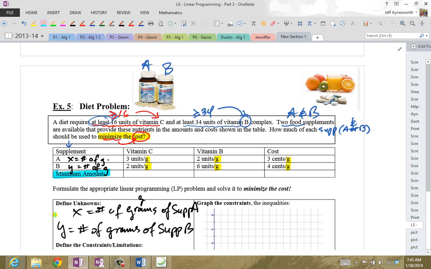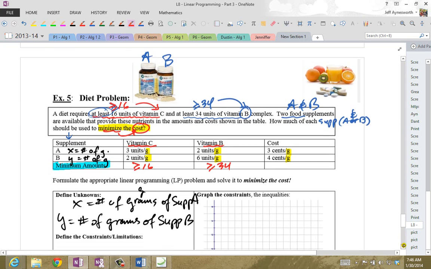We haven't seen a problem like this. Most of the time we were working with maximization problems and dealing with less than or equal to. But this problem says at least, which means that or more, or greater than or equal to. So we need at least 16 units of vitamin C, and then we need at least 34 units of vitamin B.